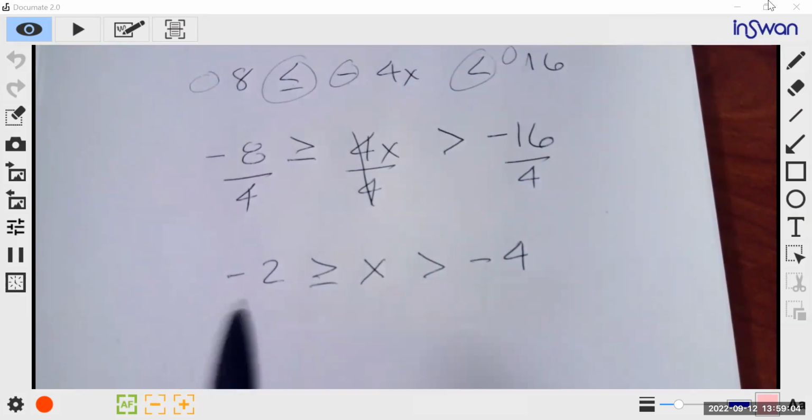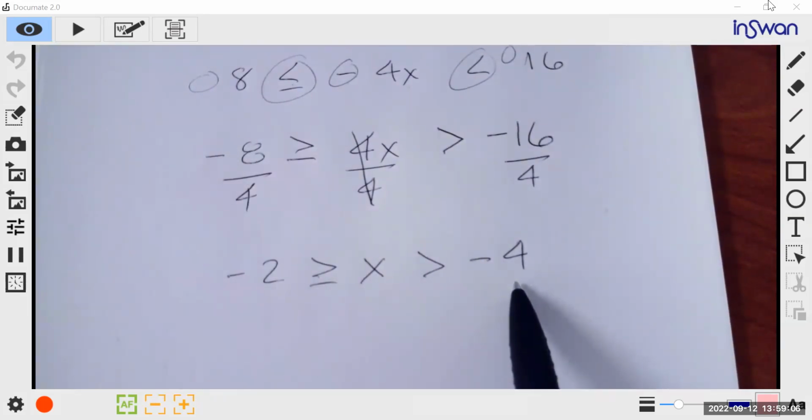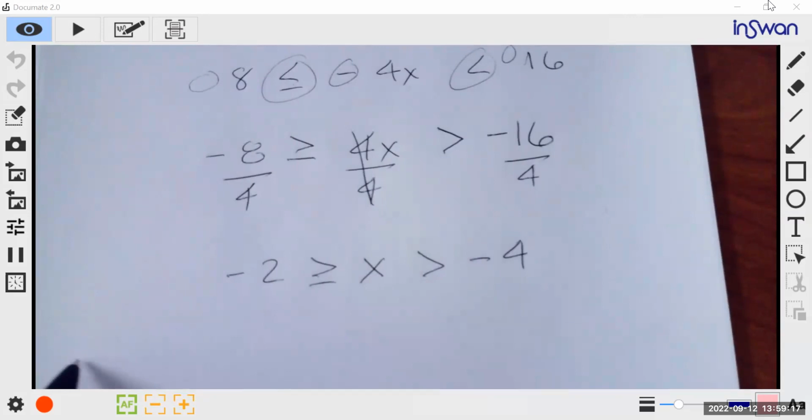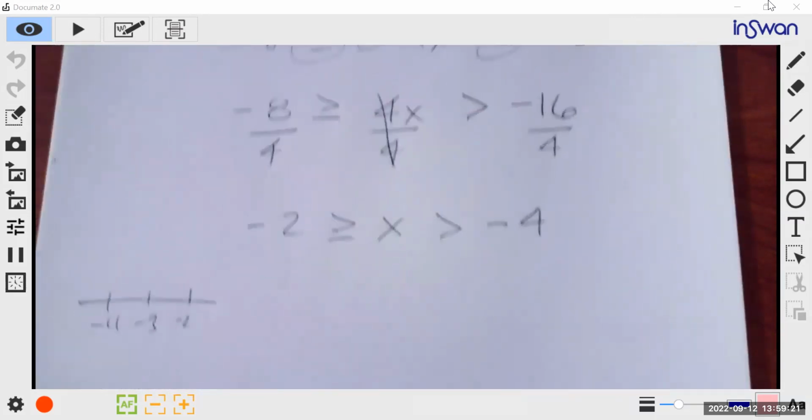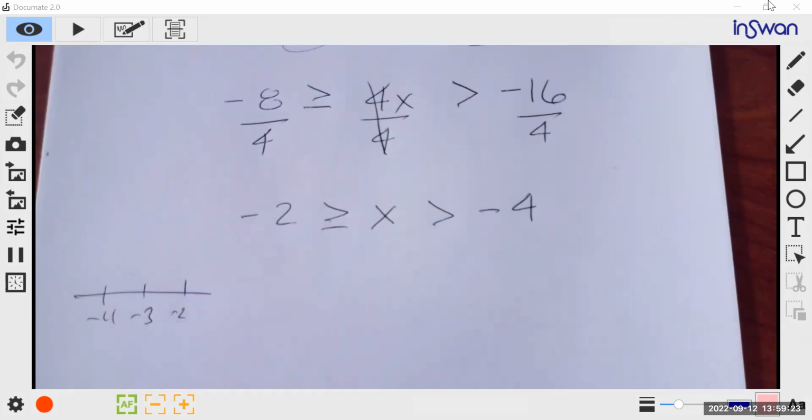On a number line, is negative 2 bigger or less than negative 4? Negative 2 is bigger, because on a number line we have negative 4, negative 3, negative 2. So negative 2 is to the right. So what we have to do here is flip it.